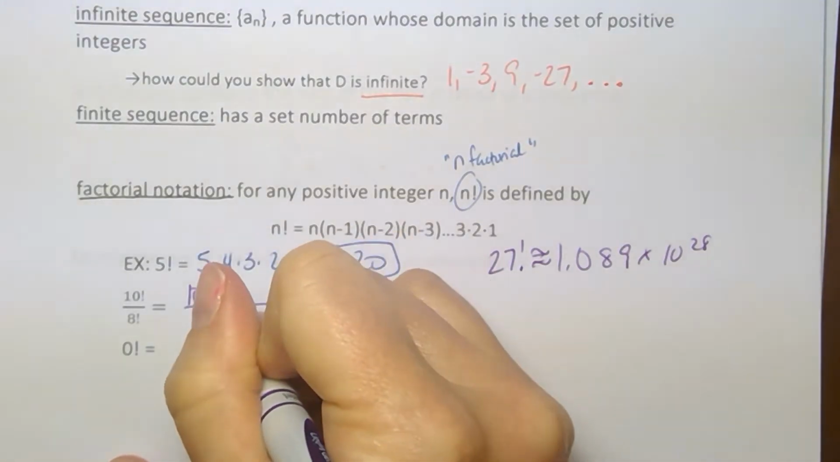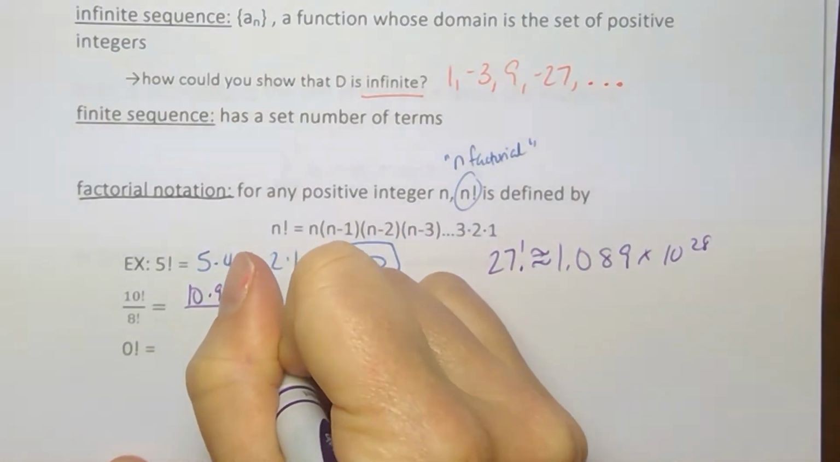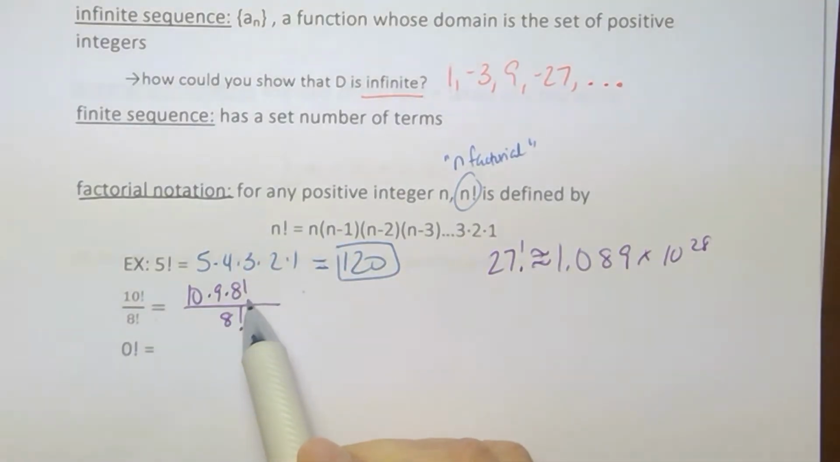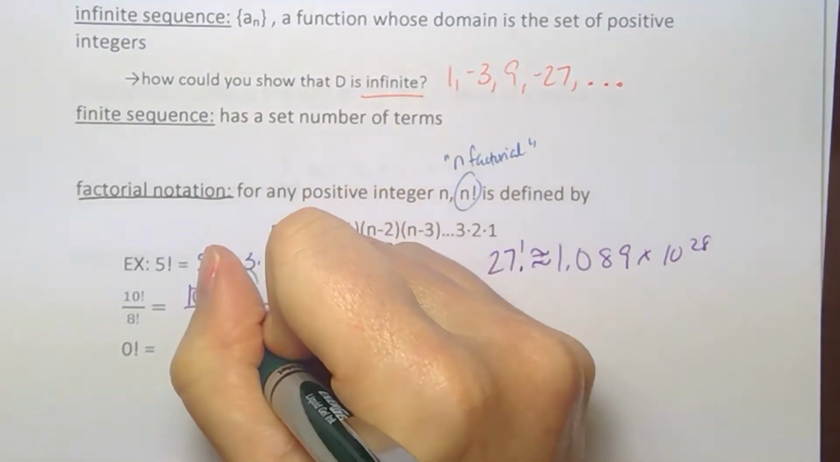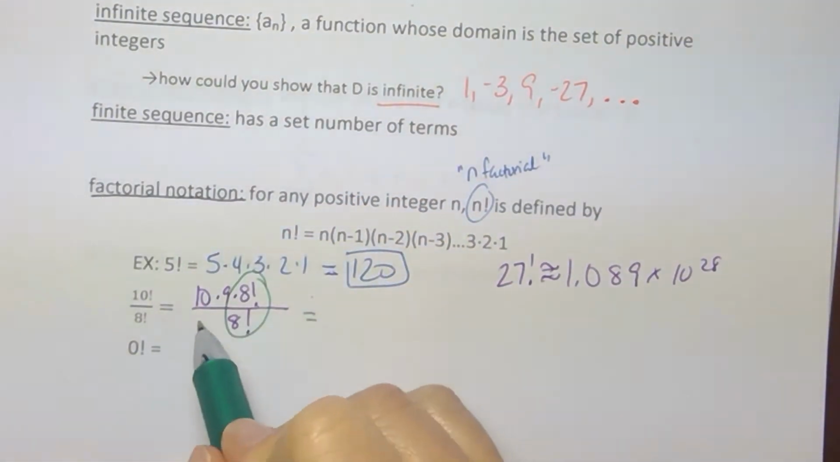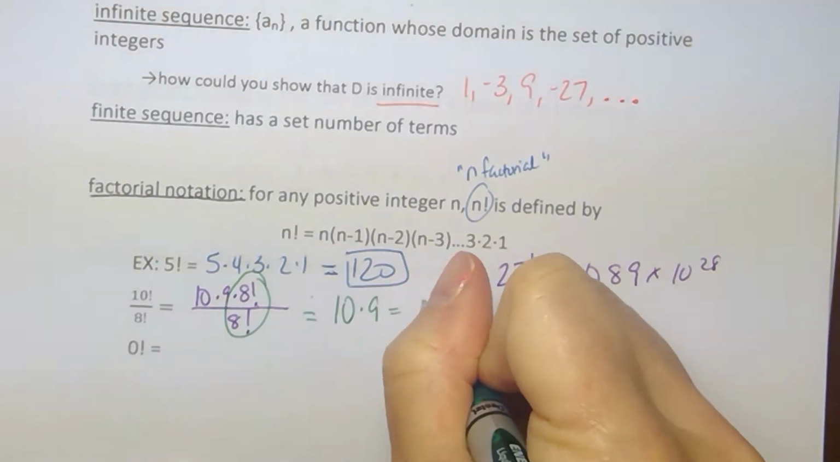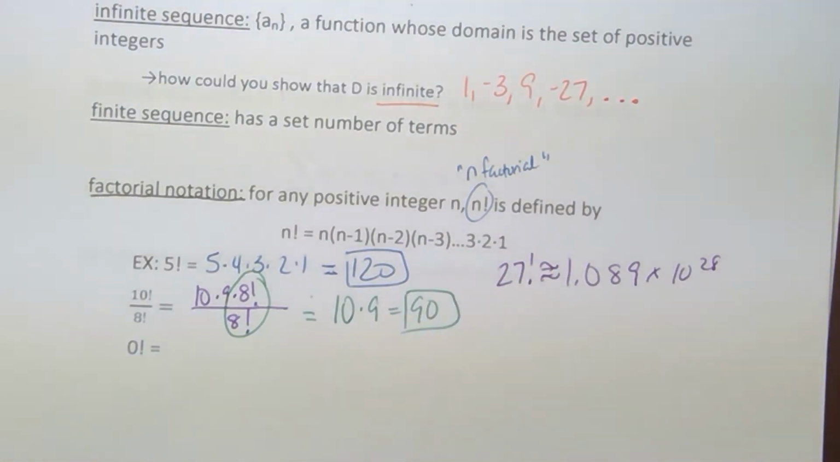Well, 10 factorial is bigger than 8 factorial, right? So 10 factorial would be 10 times 9, and then I could say times 8 factorial, because 8 factorial includes 8 times 7 times 6 times 5 times 4 all the way down to 1. That means that if I'm doing this division, those 8 factorials are going to cancel out, and I'm really just left with 10 times 9, which is 90.